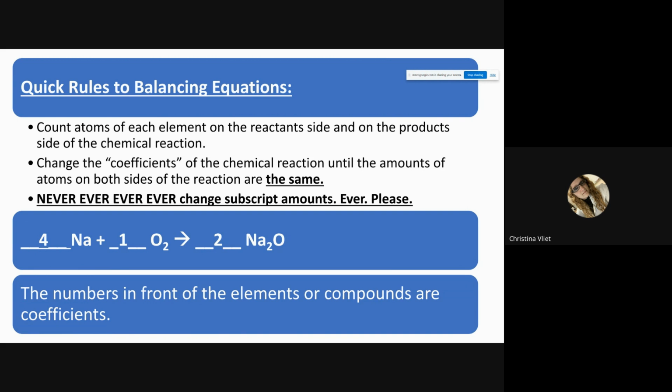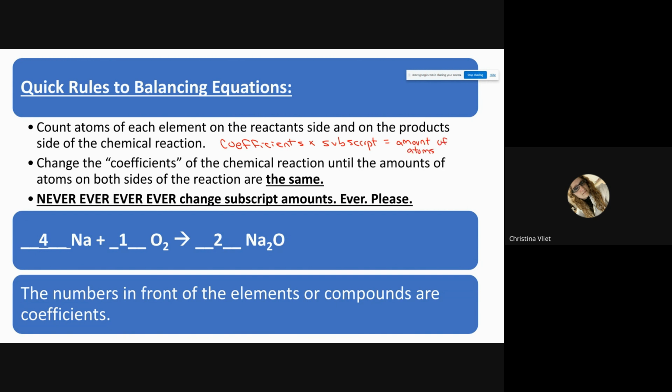So this is a quick guideline to how to balance equations. The first step is you're going to need to count atoms of each element on the reactant side and the product side. You may want to write this if you didn't already. You're going to figure this out by taking the coefficients and multiplying by the subscript equals amount of atoms.